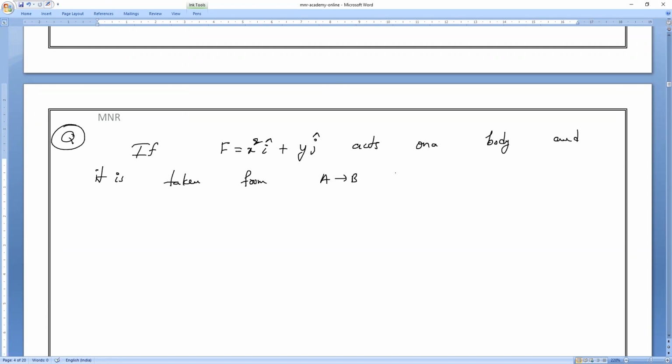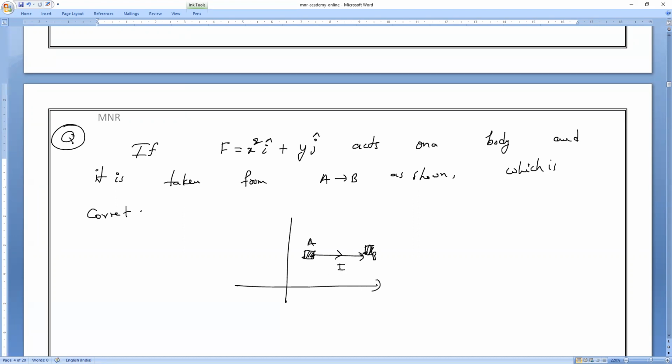So remember, a force is acting on a body and it is taken from path A to B as shown. Which is the correct statement about it? Okay, so let me take the path now. This is the object at point A. It has traveled to point B. This is point B. This is path number 1, and it has gone like this. This is path number 2.